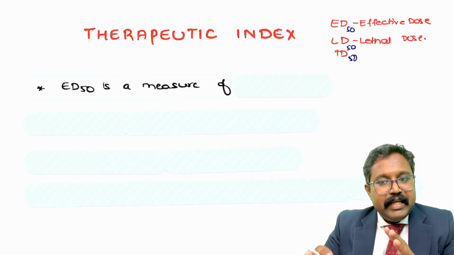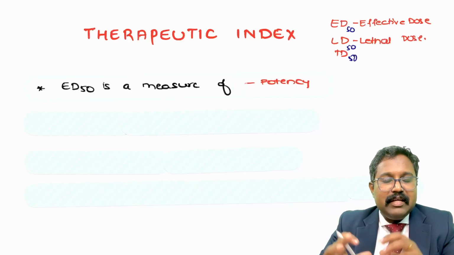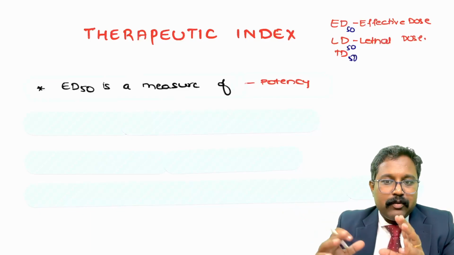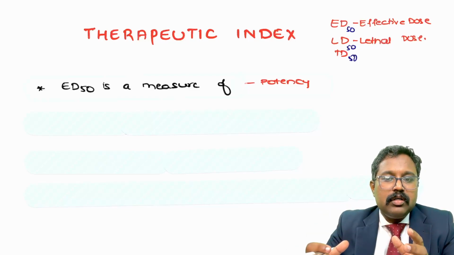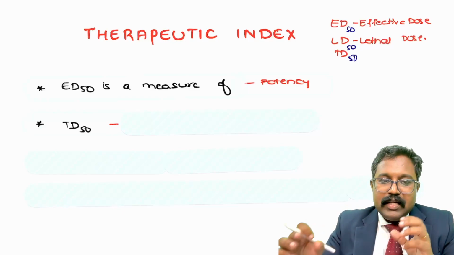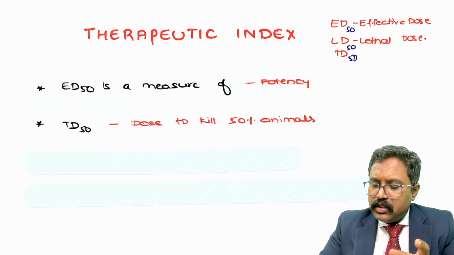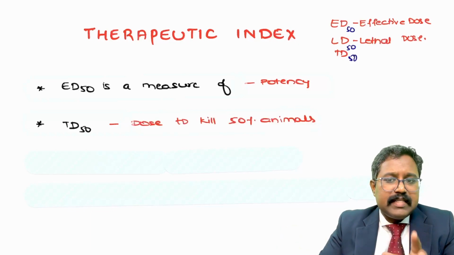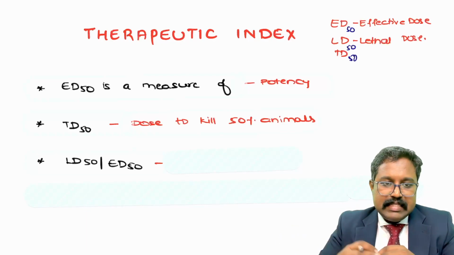ED50 is a measure of the potency. ED50, the effective dose, is what is required to produce a desirable response. The amount which is required to produce the response is the potency. Next, we have the lethal dose or toxic dose. This toxic dose is referred to whenever we talk about animal studies. It is the dose to kill 50% of the animals.